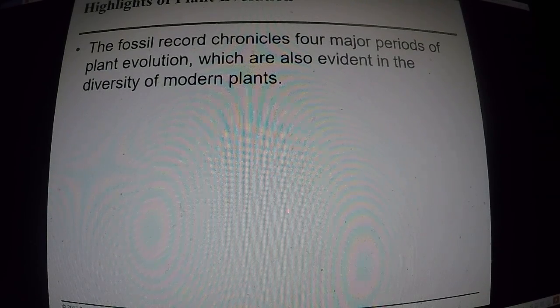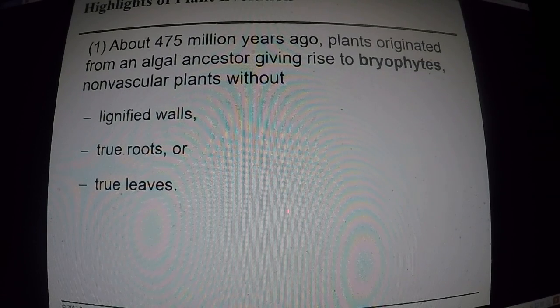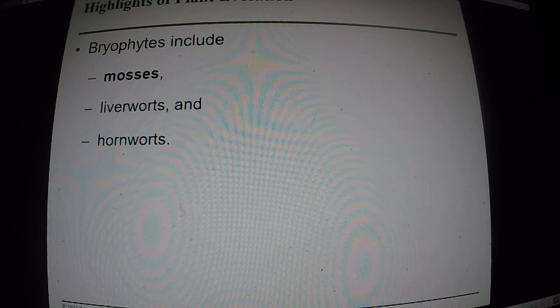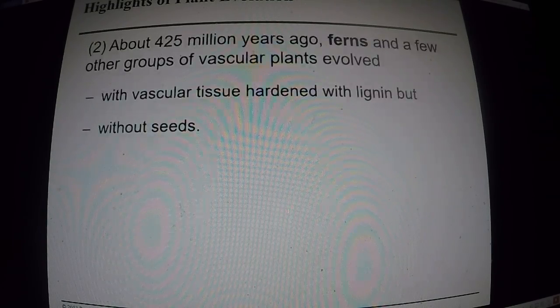The fossil record chronicles four major periods of plant evolution which are evident in modern plants. About 475 million years ago, plants originated from an algae ancestor and gave rise to bryophytes, non-vascular plants without lignified walls, true roots, or true leaves. They include the mosses, which you may have heard of, the liverworts, maybe not, and the hornworts, definitely not. About 425 million years ago, ferns and a few other groups of vascular plants evolved, with vascular tissue hardened with lignin but without seeds. So those were the ferns.